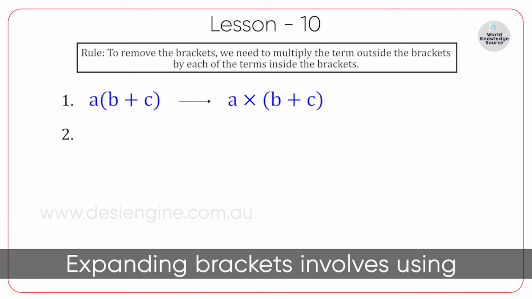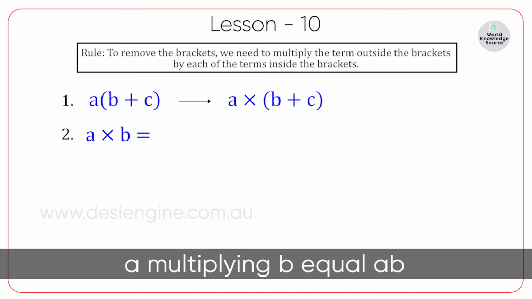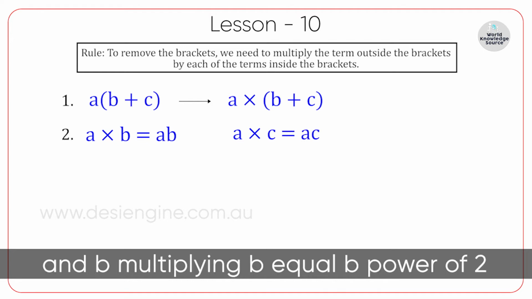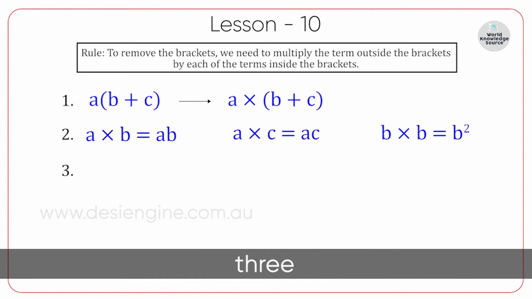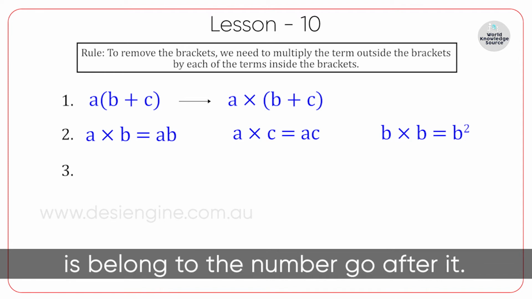2. Expanding brackets involves using the skills of simplifying algebra. Remember that a multiplying b equals ab, a multiplying c equals ac, and b multiplying b equals b to the power of 2. 3. The operation sign inside the brackets belongs to the number that goes after it.